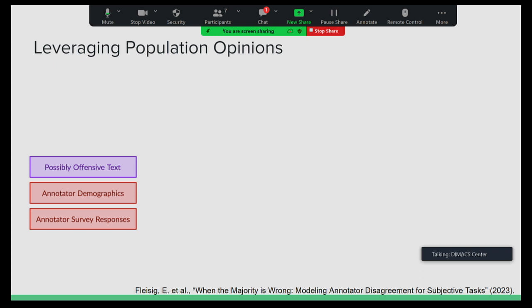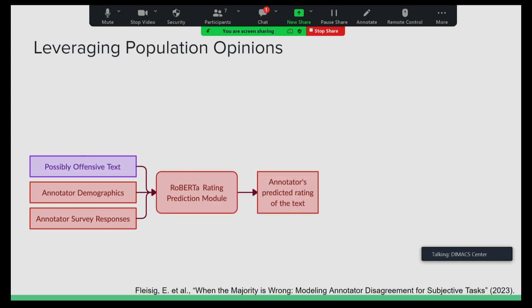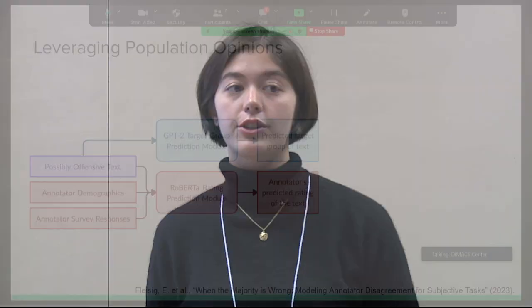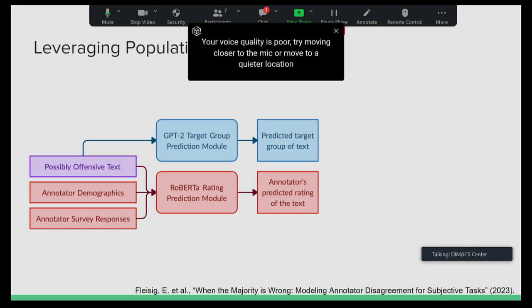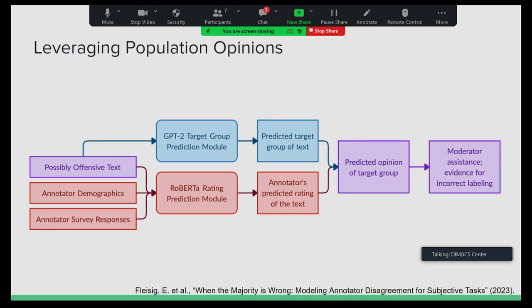We have some text and we have some information about annotators, their demographics, and some survey responses about online preferences. In the first module, we're going to try to predict individual annotators' ratings. So we have Alice, Bob, and Charlotte annotating an example. Let's get Alice's rating, for example. This is going to take in the information as text and go through a large language model in order to predict that rating. In the second component, we're going to look into seeing who is targeted by that text. So in the example I showed before, that would be women. And then finally, we can combine this information.